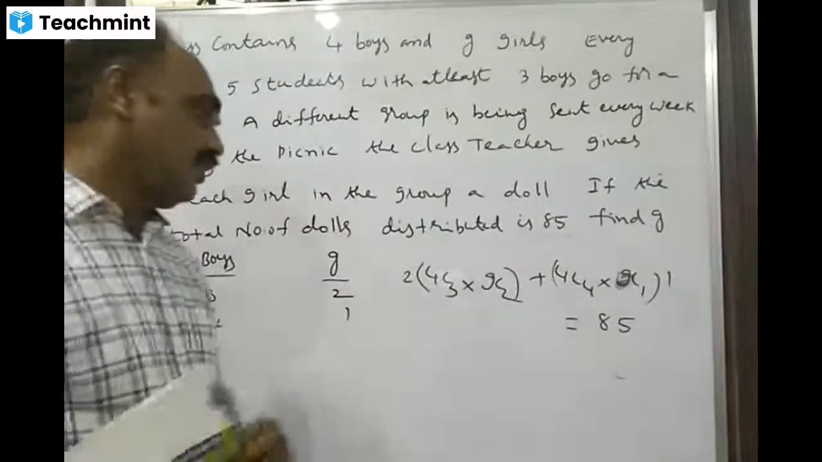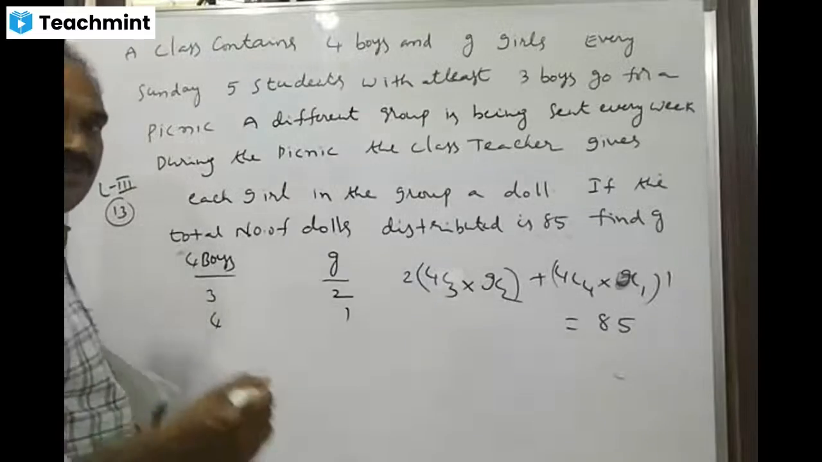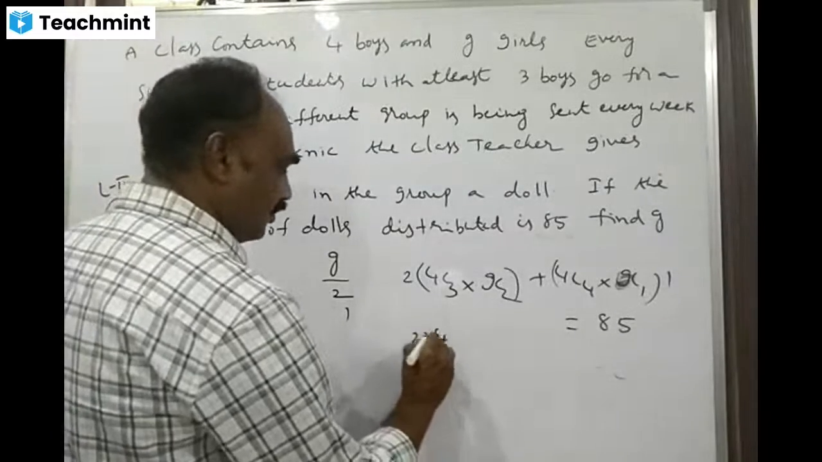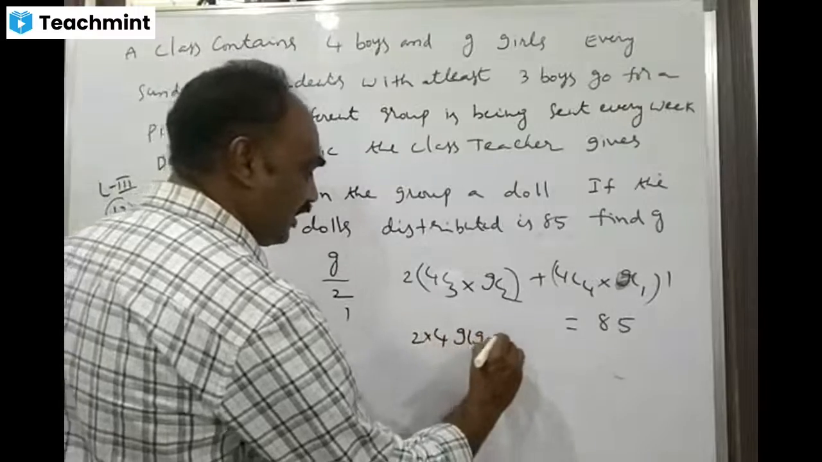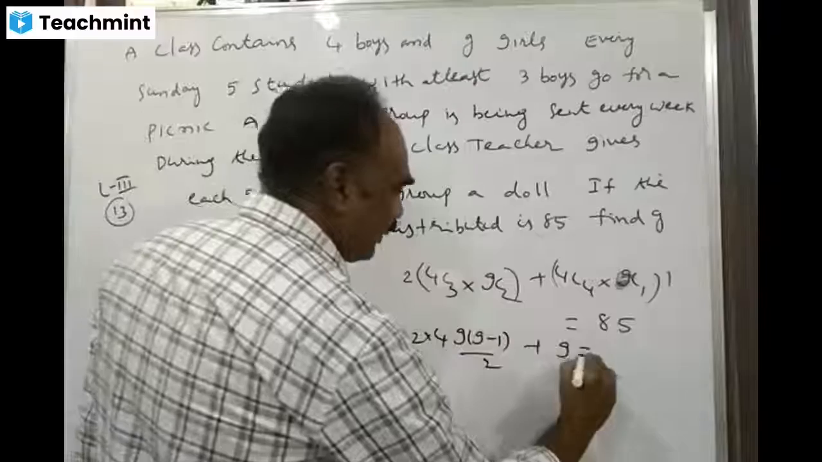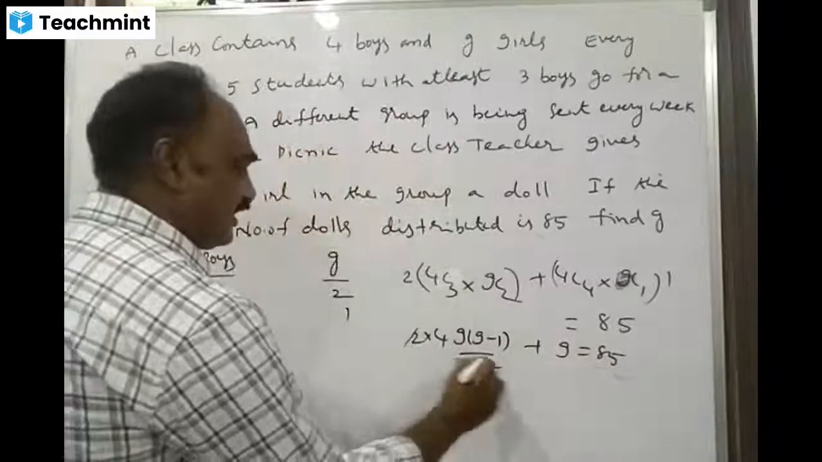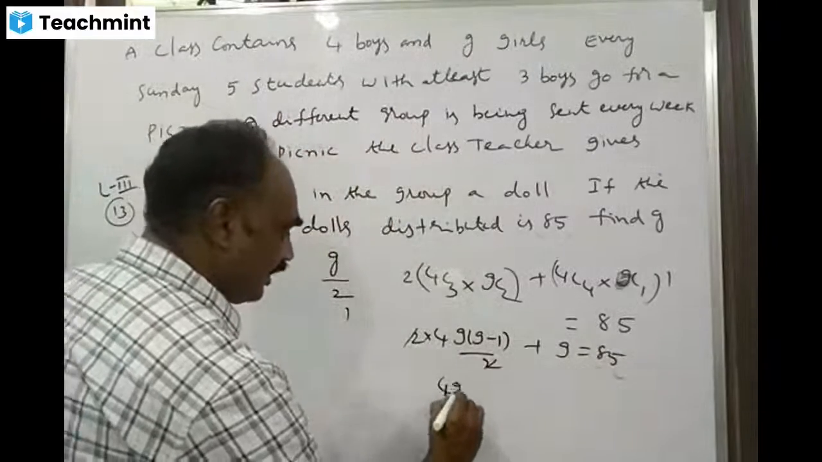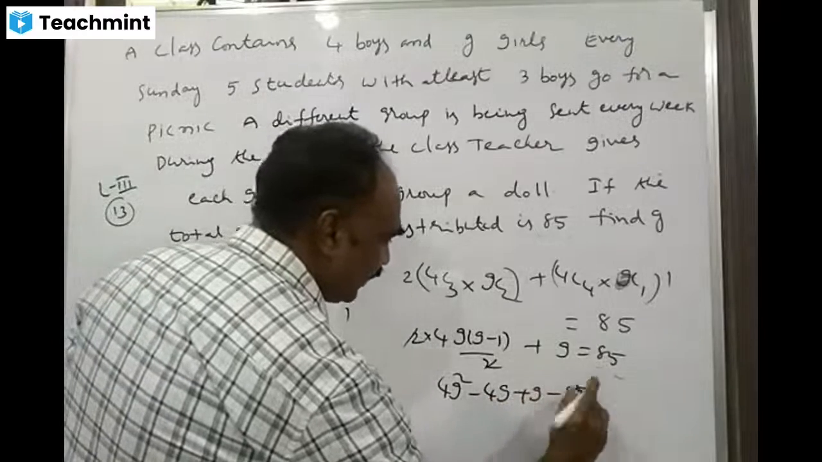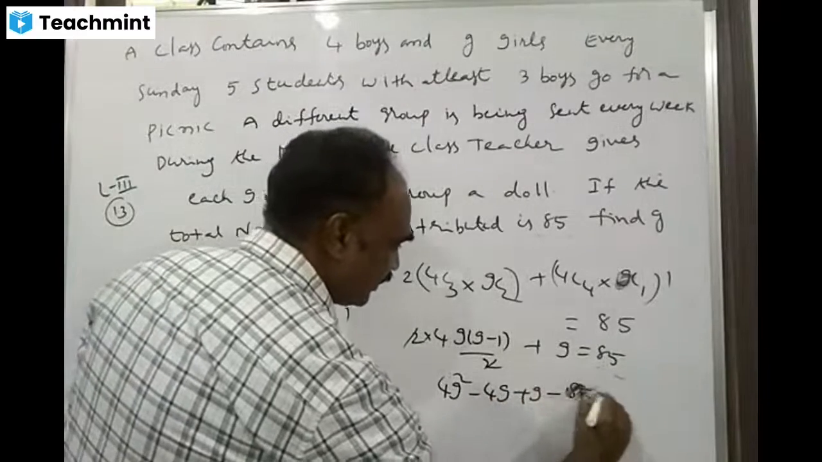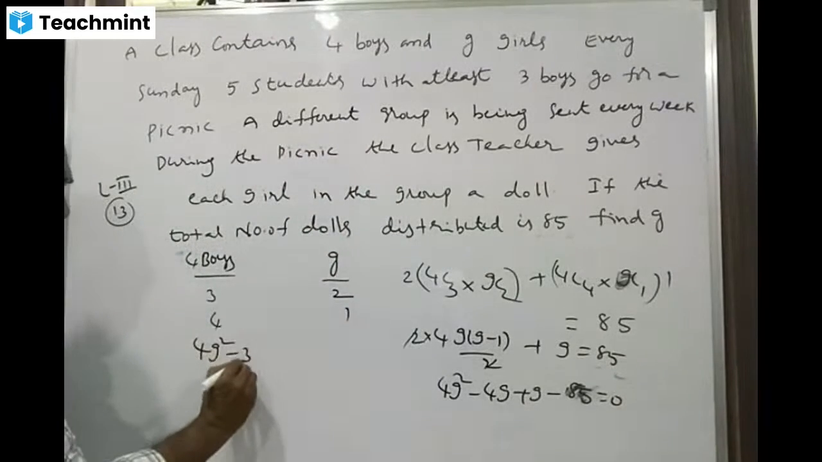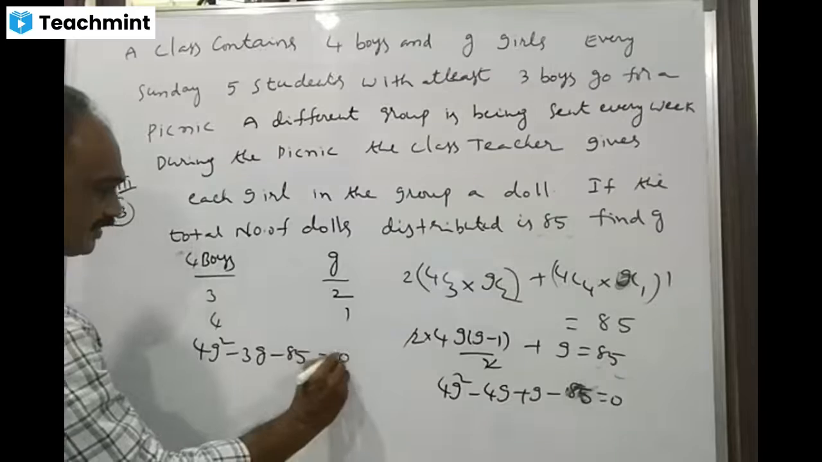Simplify, students. 2 into 4C3, where 4C3 is equal to 4. 2 into 4 into GC2, which is G into G minus 1 by 2. 4C4 is 1, GC1 is G, equal to 85. Here the 2 gets cancelled. So 4G square minus 4G plus G minus 85 is equal to 0, that is 4G square minus 3G minus 85 is equal to 0.